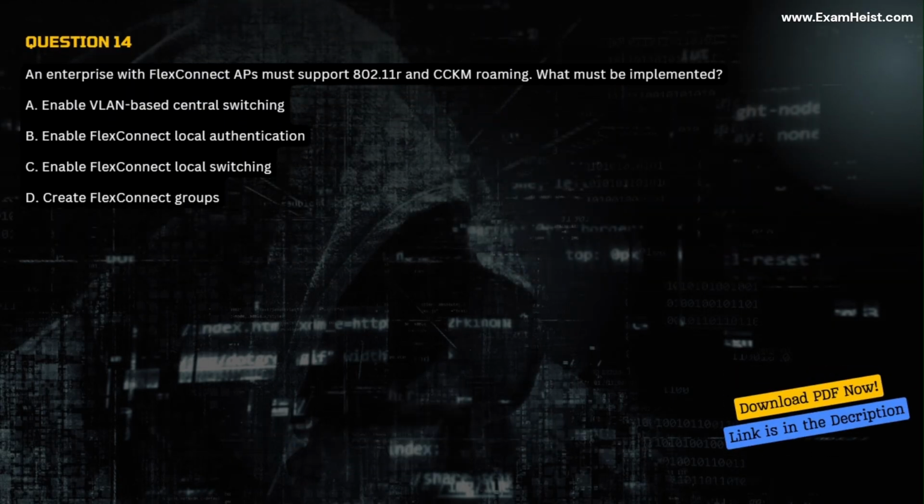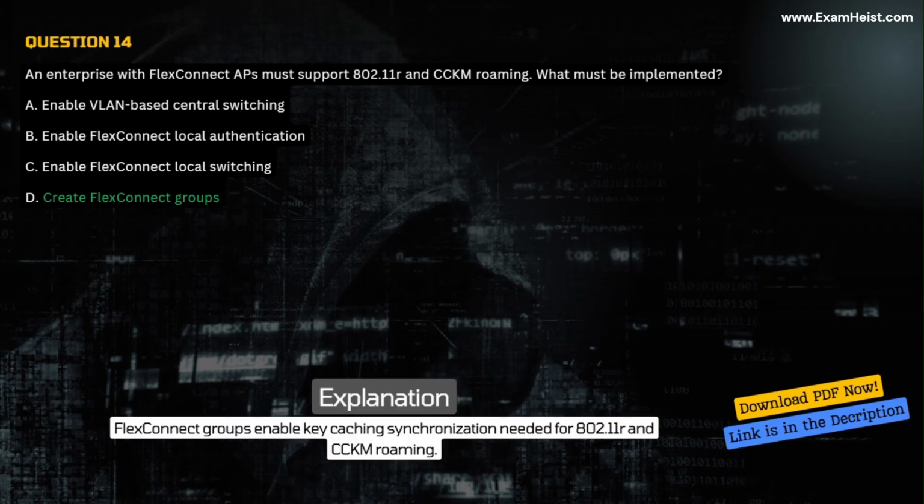Question 14. An enterprise with FlexConnect APs must support 802.11r and CCKM roaming. What must be implemented? A. Enable VLAN-based central switching. B. Enable FlexConnect local authentication. C. Enable FlexConnect local switching. D. Create FlexConnect groups. Correct answer D. Create FlexConnect groups. Explanation. FlexConnect groups enable key caching synchronization needed for 802.11r and CCKM roaming.